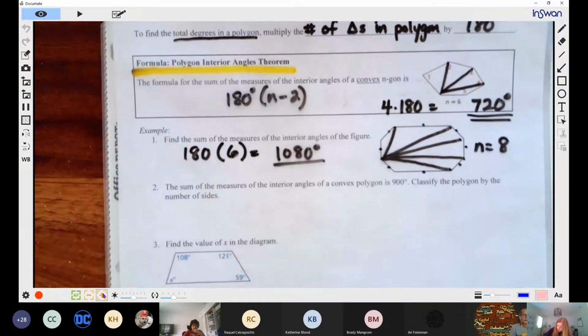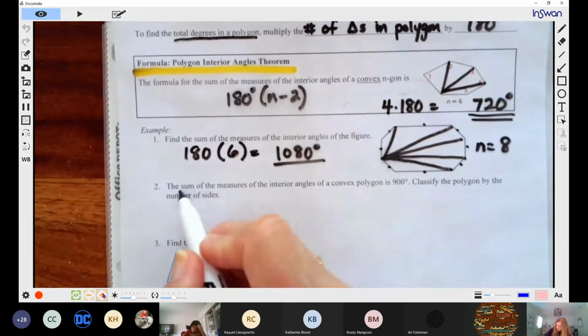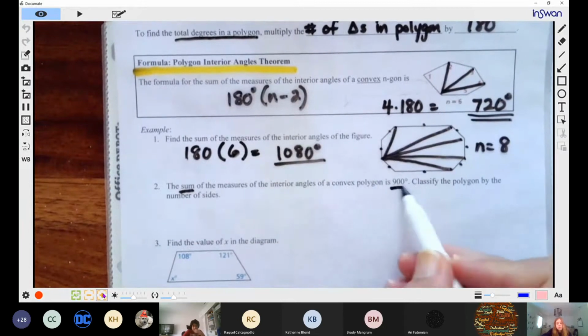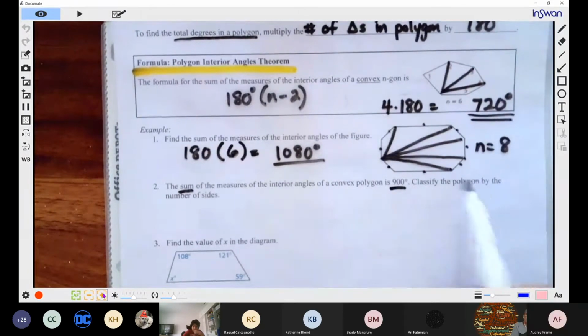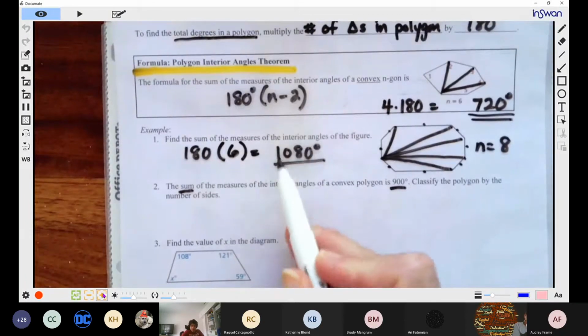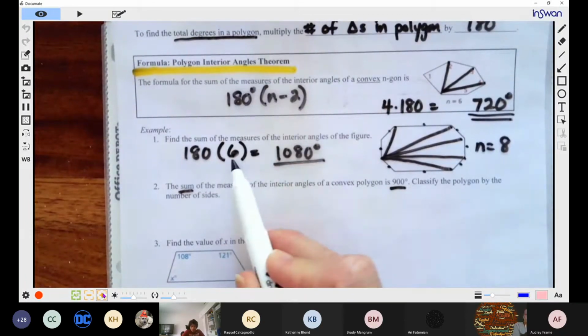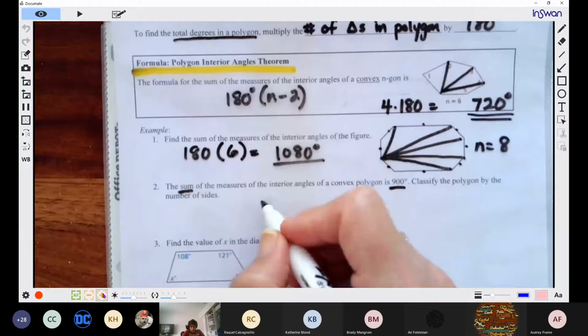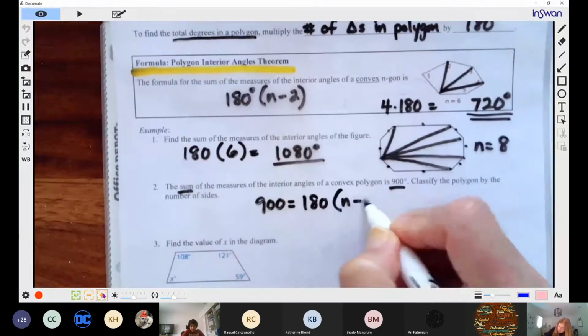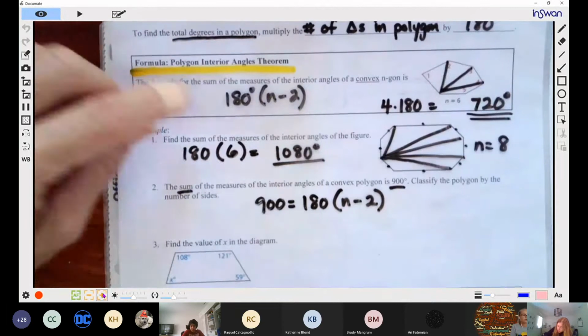Okay, second kind of question. If I tell you what the answer is, I tell you the sum of the measures, let's say it's 900, then tell me how many sides there are. In other words, I'm going to give you this number, and you have to tell me that number. So it's 900 equals 180 times n minus 2. That's our formula from right here.